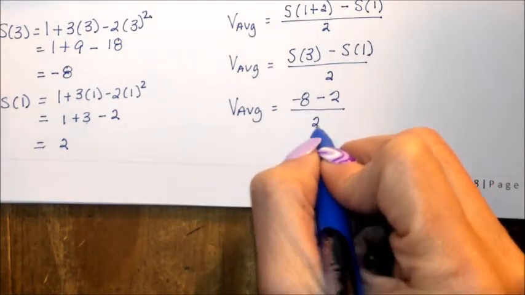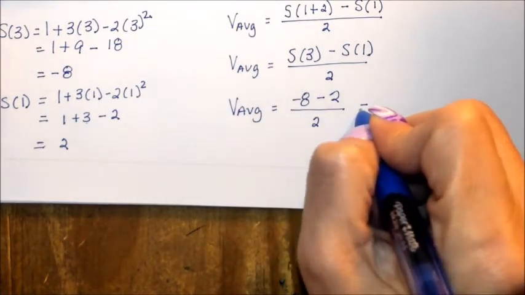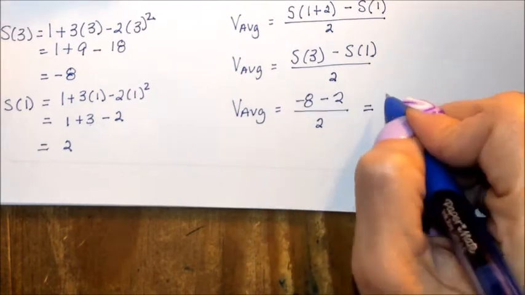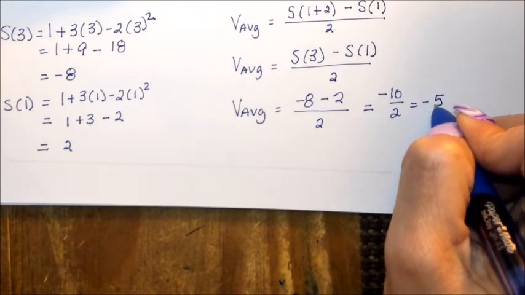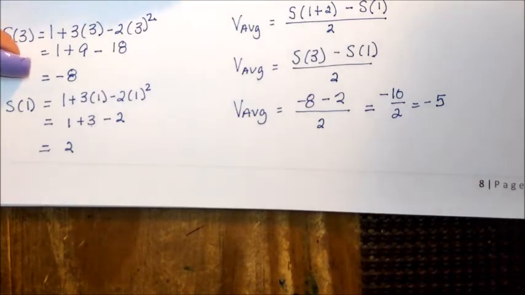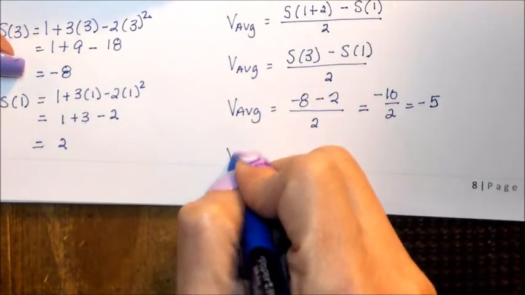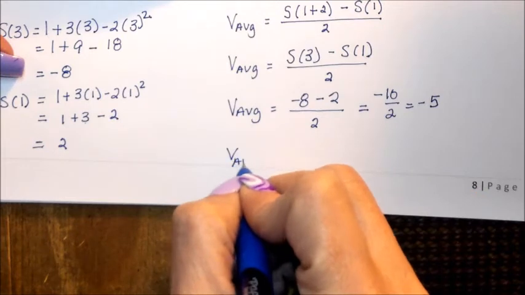All divided by 2. I'm just going to go ahead and put in equals here. Negative 8 minus 2 is negative 10 over 2, which is negative 5. So that means the average velocity is nothing more than negative 5.